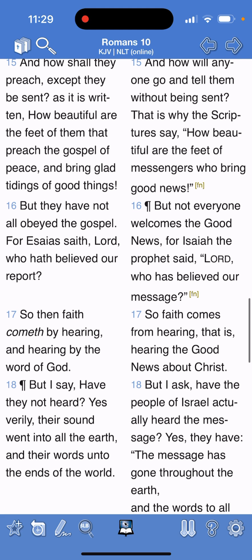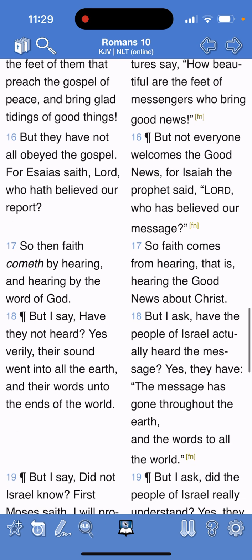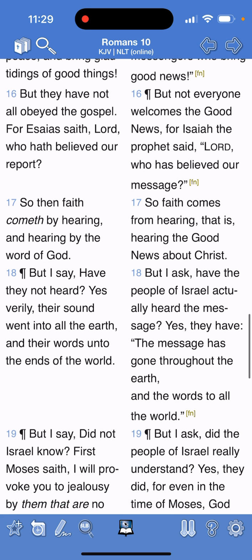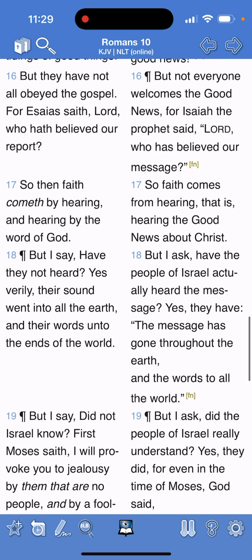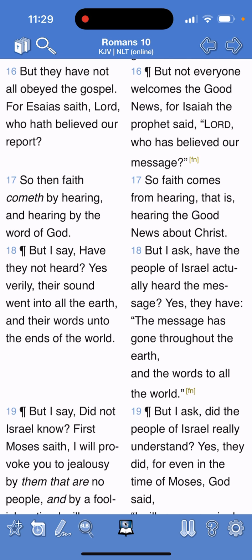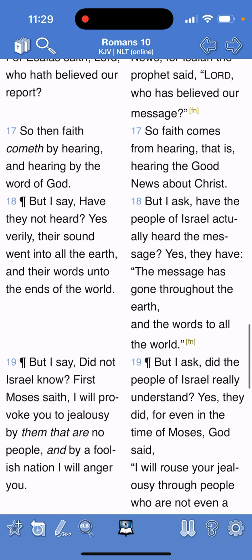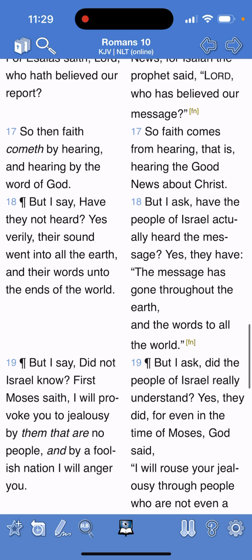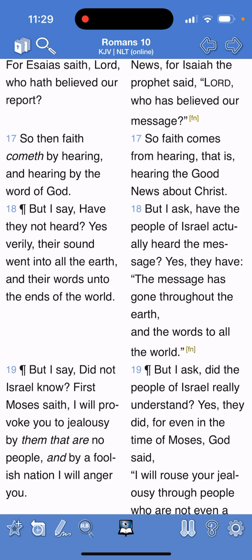But they have not all obeyed the gospel. For Isaiah saith, Lord, who have believed our report? So then faith cometh by hearing, and hearing by the word of God. This is our reference verse here. It's Romans 10:18. It says, but I say, have they not heard?